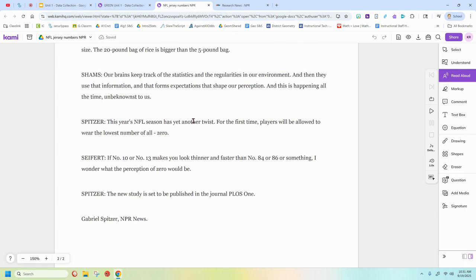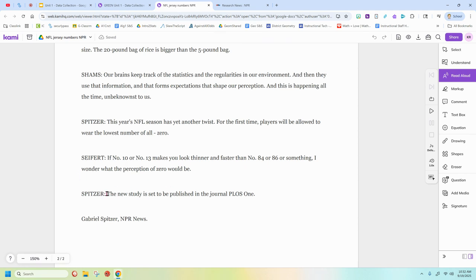This year's NFL season, so that was 2 years ago, 2023, has yet another twist. For the first time, players will be allowed to wear the lowest number of all, 0. If number 10 or number 13 makes you look thinner and faster than number 84 or 86 or something, I wonder what the perception of 0 will be.